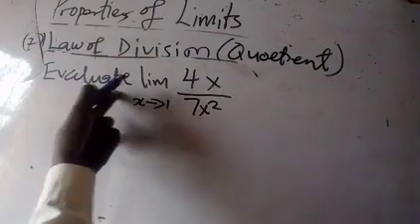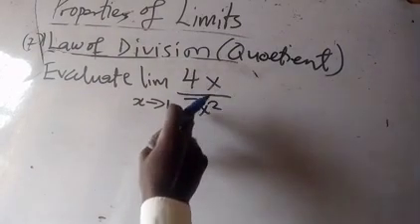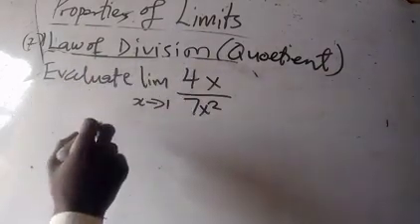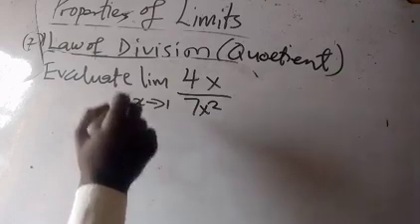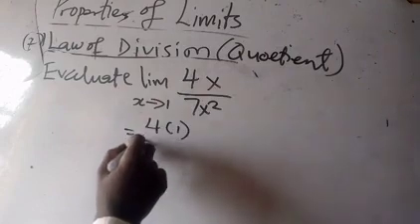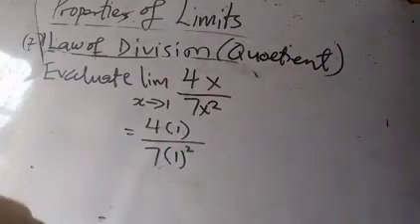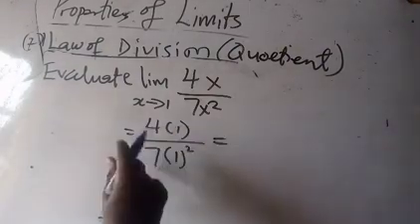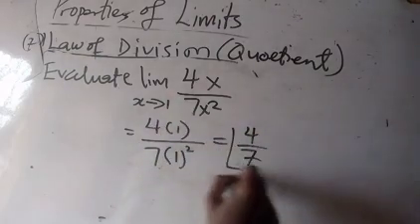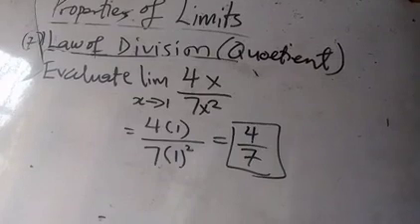Let us look at the example under the law of division. We have evaluate limit of 4x divided by 7x squared as x tends to 1. So what do we have? Let's just substitute the x. 4 into 1 divided by 7. So what do we have? 4 times 1 is 4, 7 times 1 is 7. So this is the final answer under the law of division.